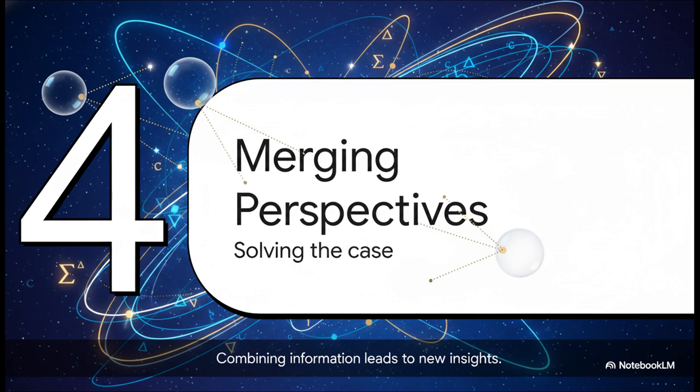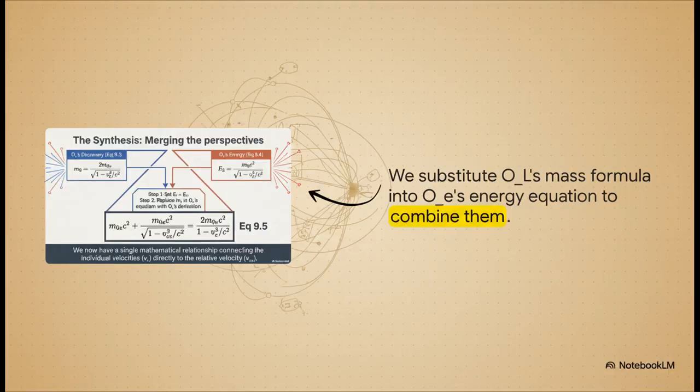Okay, so now we have two different stories, two different views of the exact same event. And the key to solving this whole thing is to combine them. This is where the magic really happens. Our moving observer, OE, also knows energy has to be conserved. So the initial energy, E1, has to equal the final energy, E2.